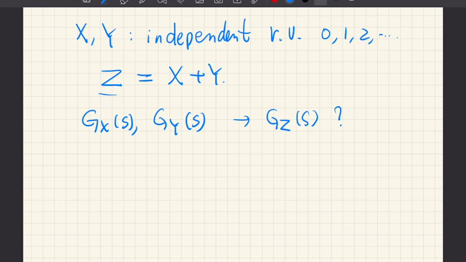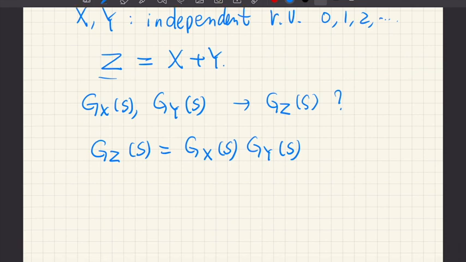The result is this moment generating function can be expressed as the product of two probability generating functions. So this is also just like the moment generating function. Okay. So proving this is an exercise, but I will give you a hint.